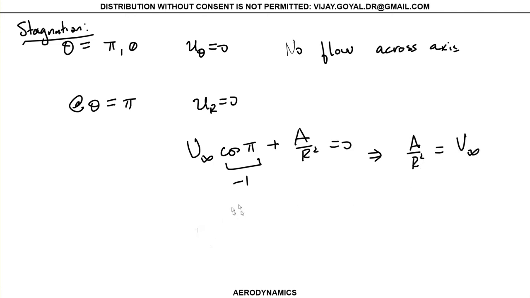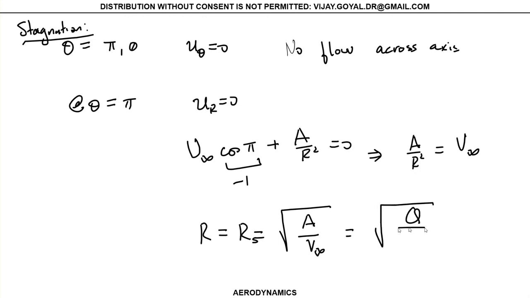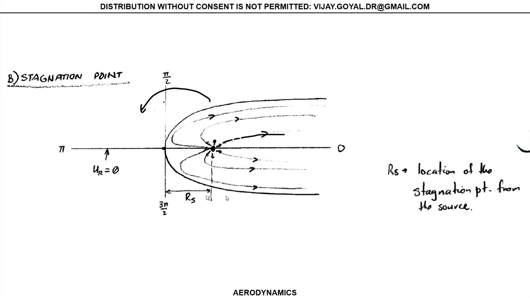And then from here, you can solve for your R. And your R is equal to nothing else than your RS. That would be the RS that we are looking for, the square root of A over U infinite. But remember, what was your A? A was the strength of the source over pi, U infinite. Okay? So that's this distance right here, RS. That's the distance that we were actually looking for to understand what it was.